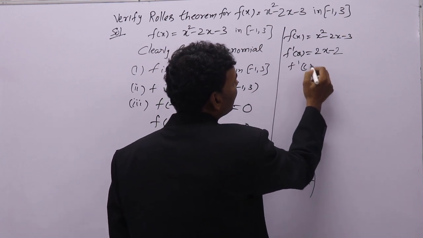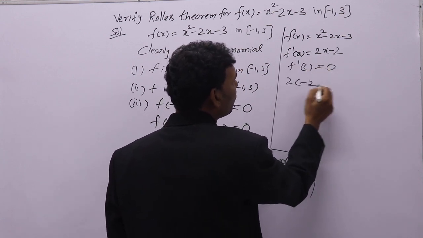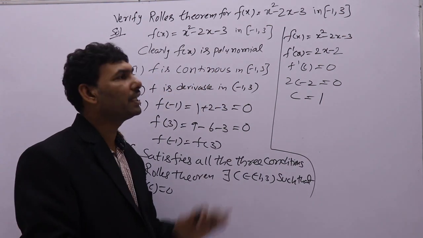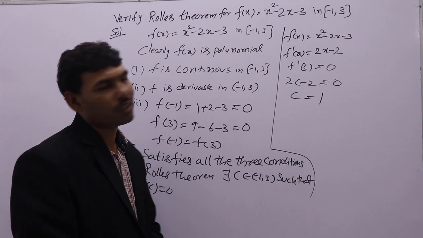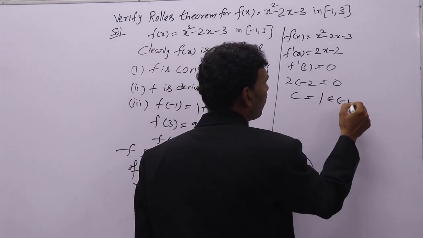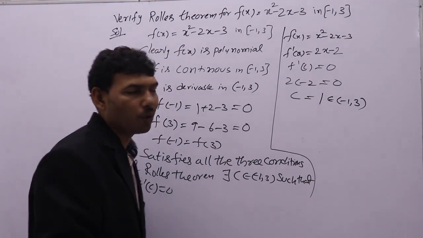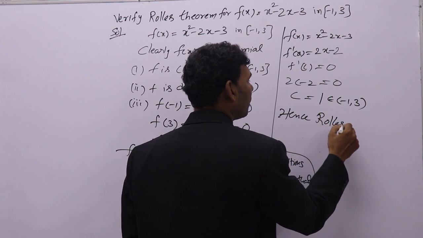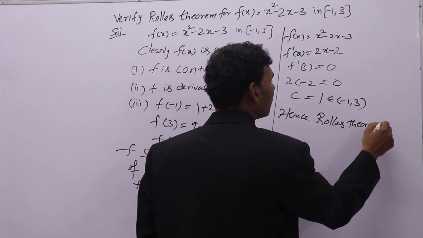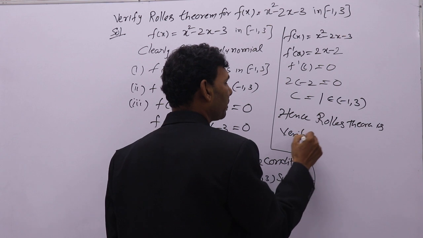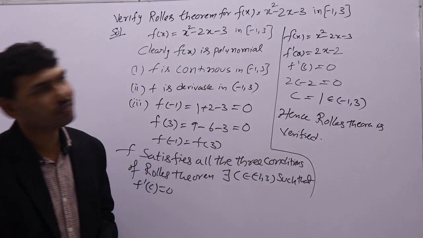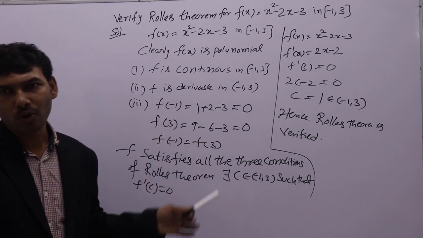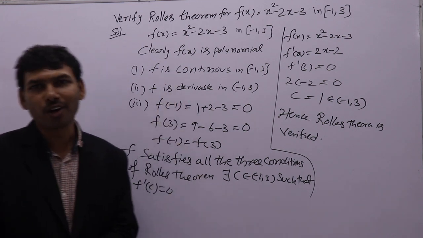Now f dash of c equal to 0 means 2c minus 2 equal to 0, 2c equal to 2, c equal to 1. So which lies between minus 1 comma 3. That's what we need to prove. Hence Rolle's theorem is verified. Clear na? Okay, like this one can easily verify Rolle's theorem if it is a polynomial. Very clear.